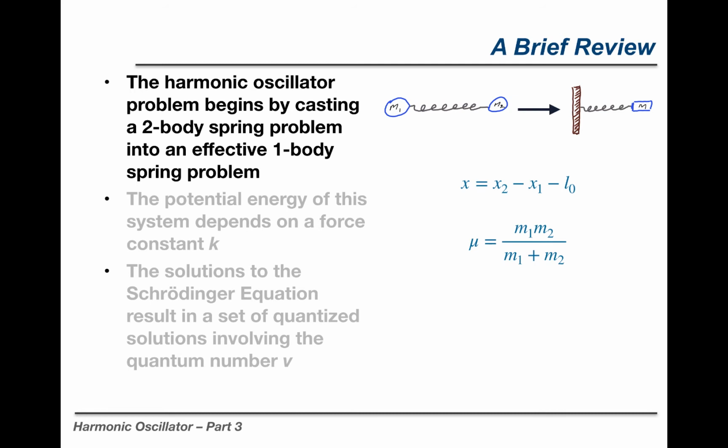In the process of casting the two-body spring problem into an effective one-body spring problem, we also have to provide some measure of mass for the body at position x, and that mass is usually denoted by the Greek letter mu, and it's called the reduced mass, which is given by the product of the two masses divided by their sum.